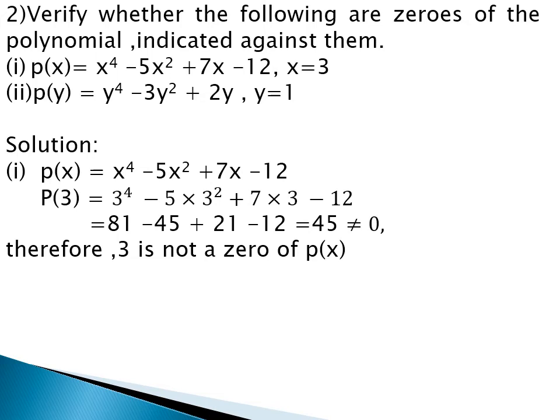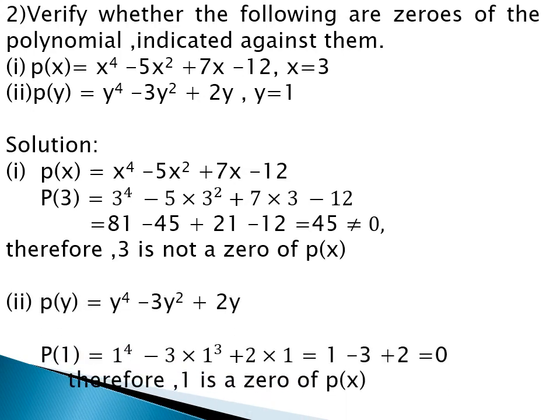What is the question asked here? Whether 3 is a zero of the given p of x. So we take down p of x, then x is replaced with 3. So p of 3 is calculated. What is p of 3 there? P of 3 is 45. So 45 is not equal to 0. So the conclusion is 3 is not a zero of p of x.